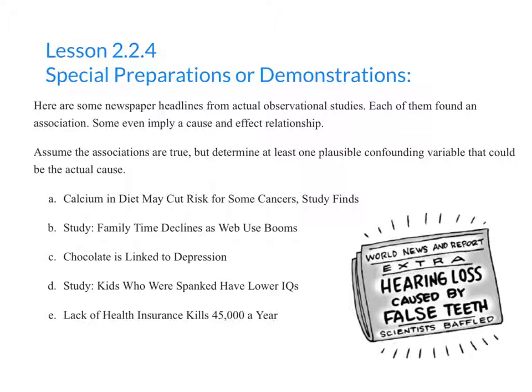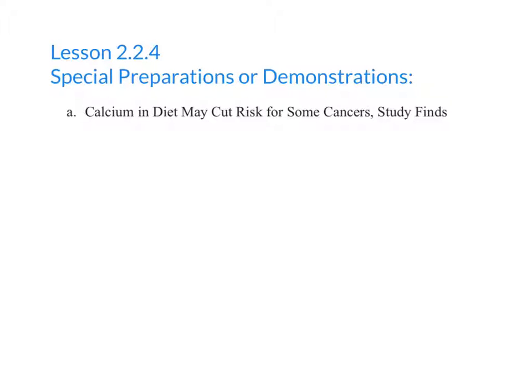In problem 278, don't let the students dissolve into arguments about the truth of the associations. You may assume that the associations given are true. It's the confounding causes they need to search for. Consider this actual news headline found in problem 278, where students are to assume the associations are true, but determine at least one possible confounding variable that could be the actual cause.